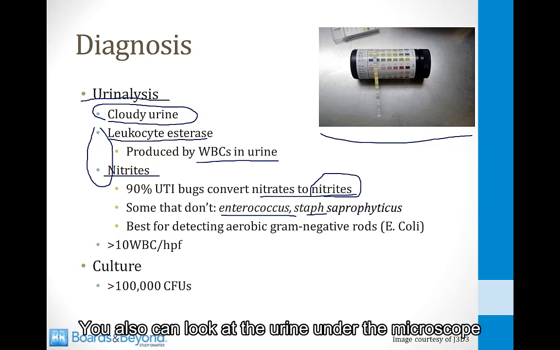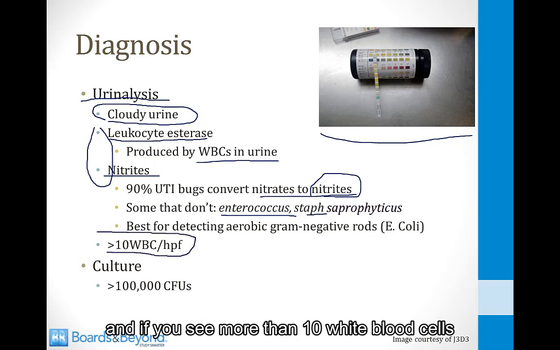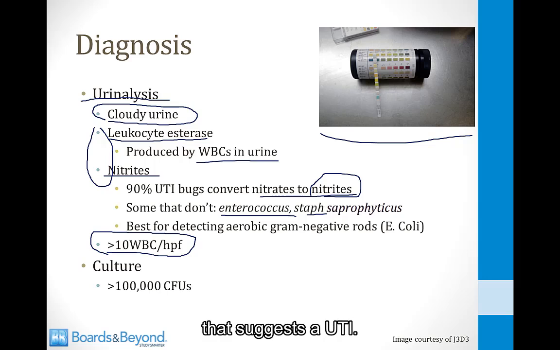You also can look at the urine under the microscope, and if you see more than 10 white blood cells per high-powered field, that suggests a UTI.